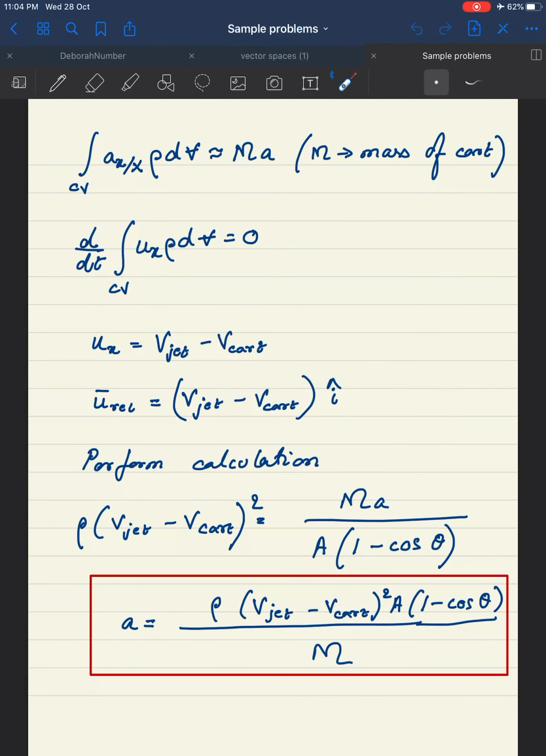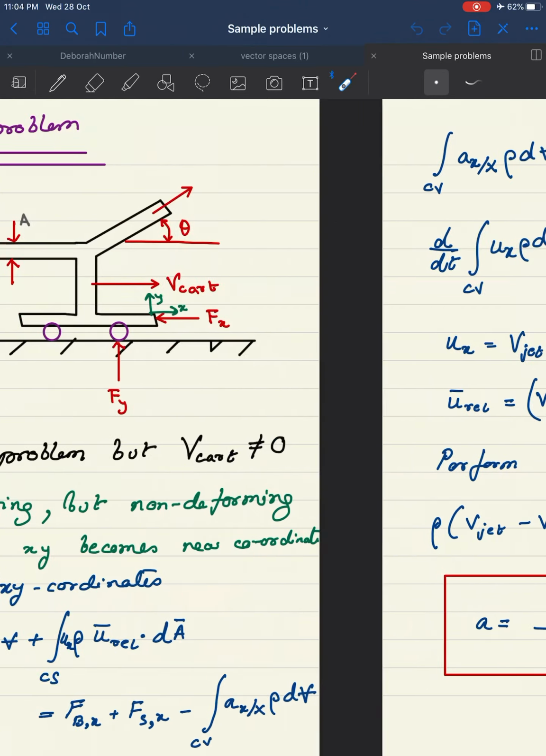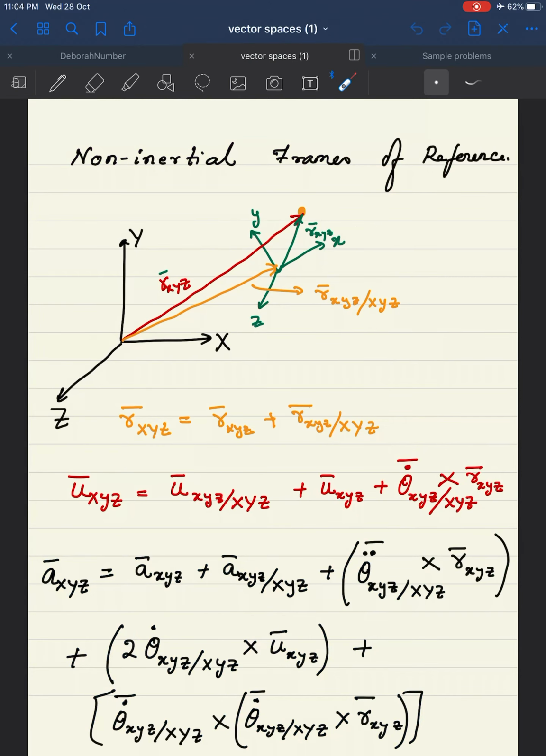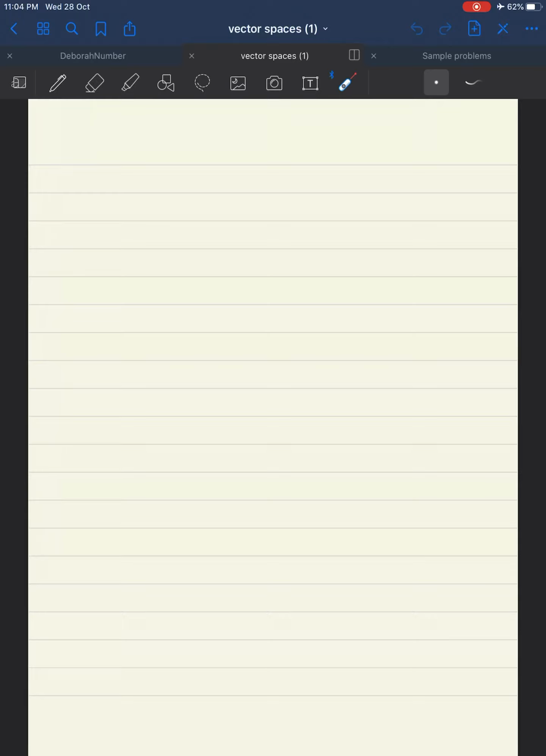And then when you solve this for a steady state condition, just like before, we end up with this relationship which relates acceleration, v jet, v cart, and all the other parameters. Okay, and this was the question asked. So you can go through it at your leisure. Again, I'm not going to solve it for you right now, because we have to also move on to some other topics.